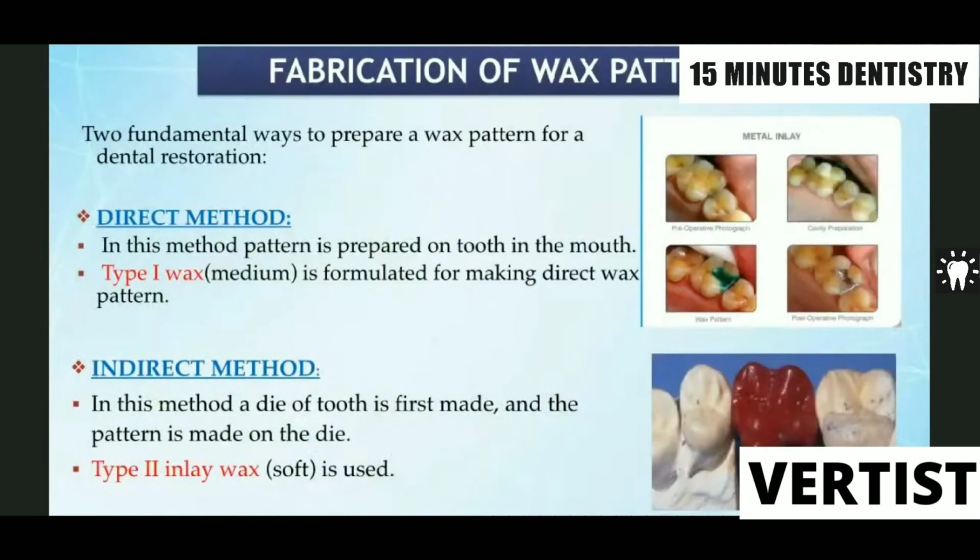So fabrication of the wax pattern could be either by a direct method or an indirect method. As I said, in the direct method it is prepared in the mouth. The advantage here will be that you can get the exact control of the contact and contours in the mouth itself. You can check the occlusal pattern. And the indirect method is when you have additional features which you cannot replicate with the wax pattern in the mouth, then you opt for doing your indirect methods, for which you can use a type 2 inlay wax.